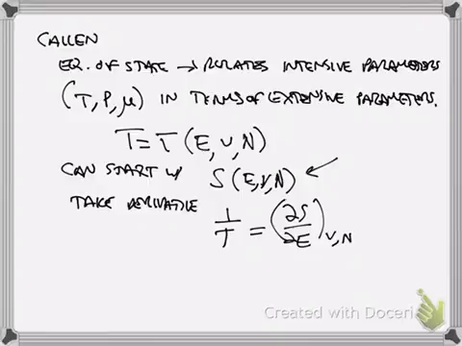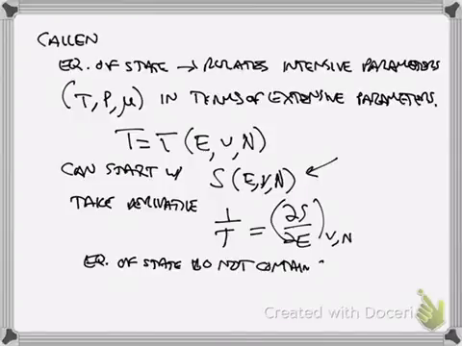Now remember, anytime you take a derivative, you're throwing away information. If I have a function and I take its derivative, I'm throwing away any knowledge of, say, a constant offset to that function. Just from the derivative, I can't reconstruct the original function. So equations of state do not contain complete thermodynamic information about a system.